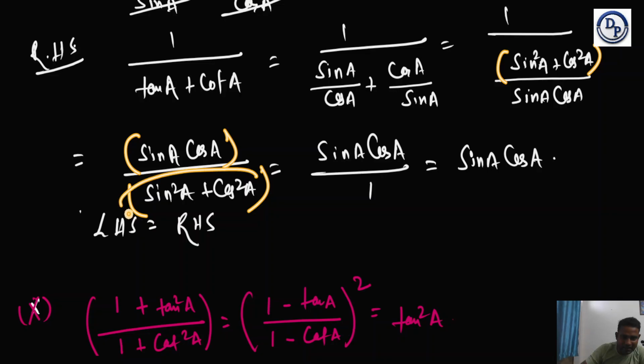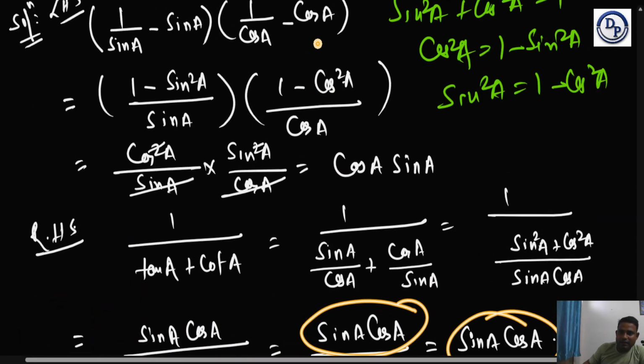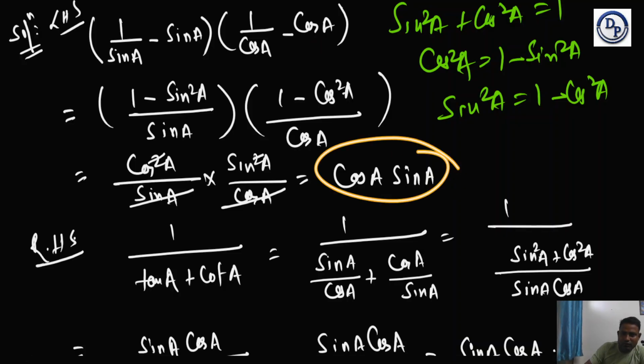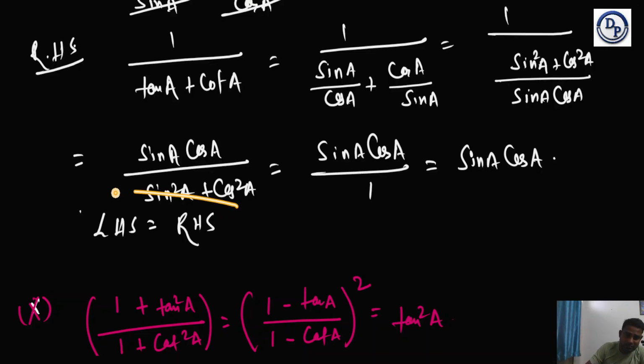So now with this identity as well, sin square A plus cos square A gives us 1. So I wrote 1. Again in the numerator we have sin A cos A. As in the previous case, I will get sin A cos A. So LHS equals RHS. This is what we have proved.